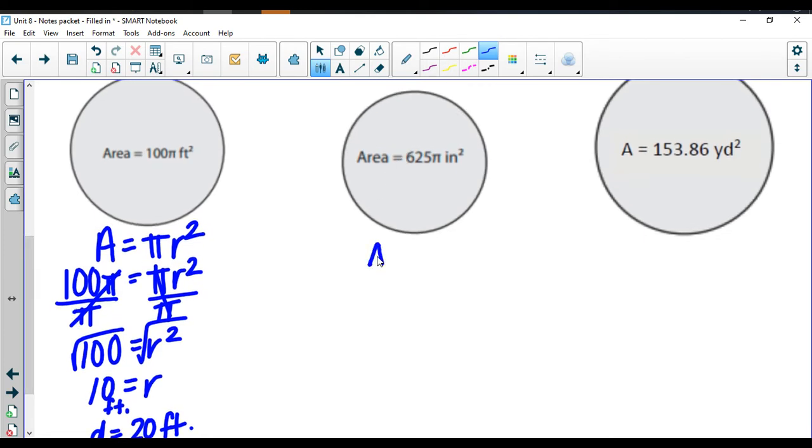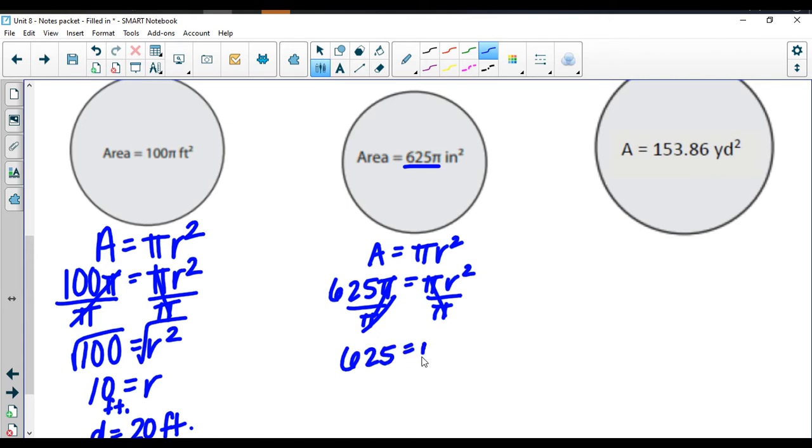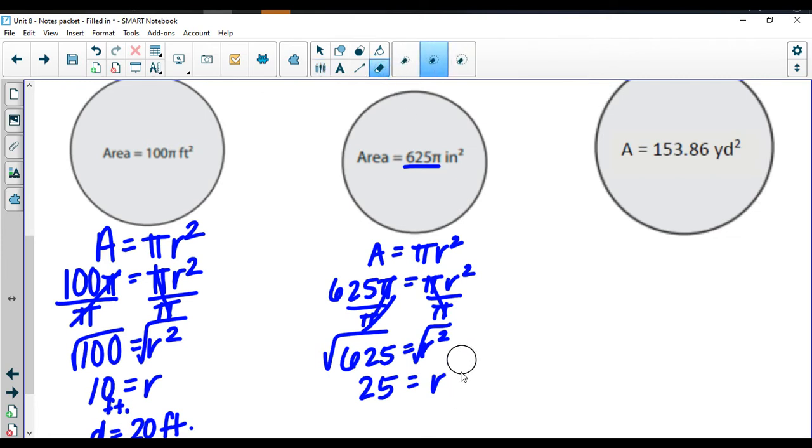For this one, area equals pi r squared. And we know our area is 625 pi. So 625 pi equals pi r squared. I'm going to divide by pi on both sides again, which will cancel those out. So I get 625 is equal to r squared. Taking the square root of 625, that will give me 25 is equal to r, excuse me. My radius then, units here were inches squared for our area, so our radius would just be in inches. If we know the radius, we double it, and that gives us a diameter of 50 inches.